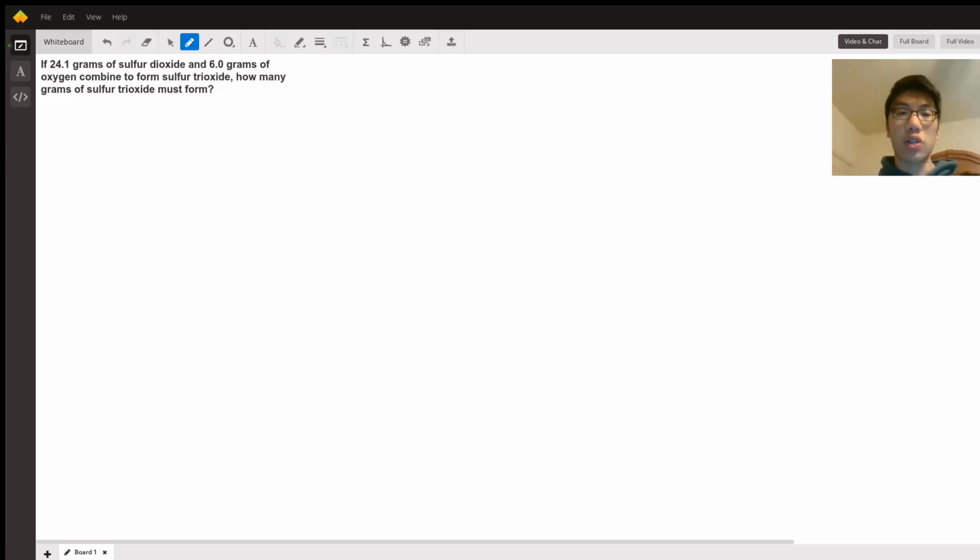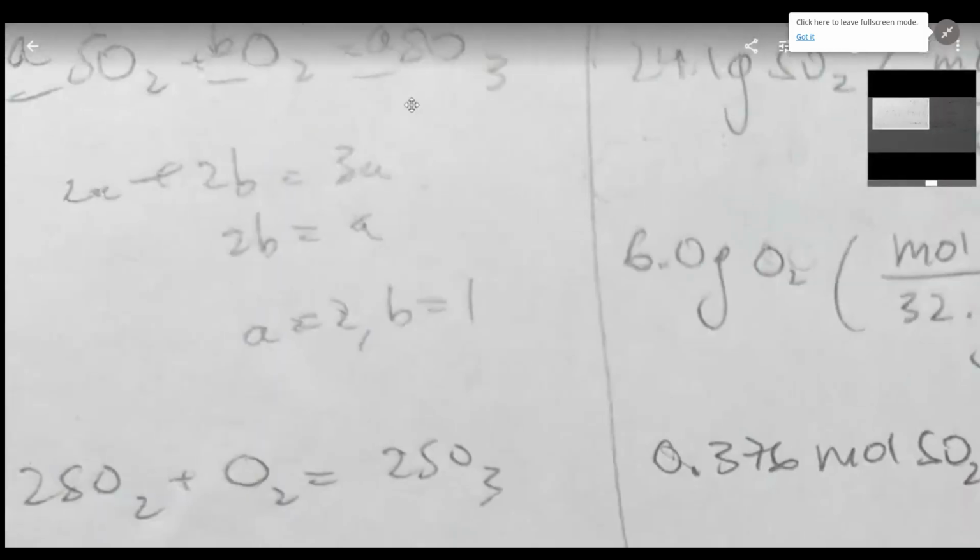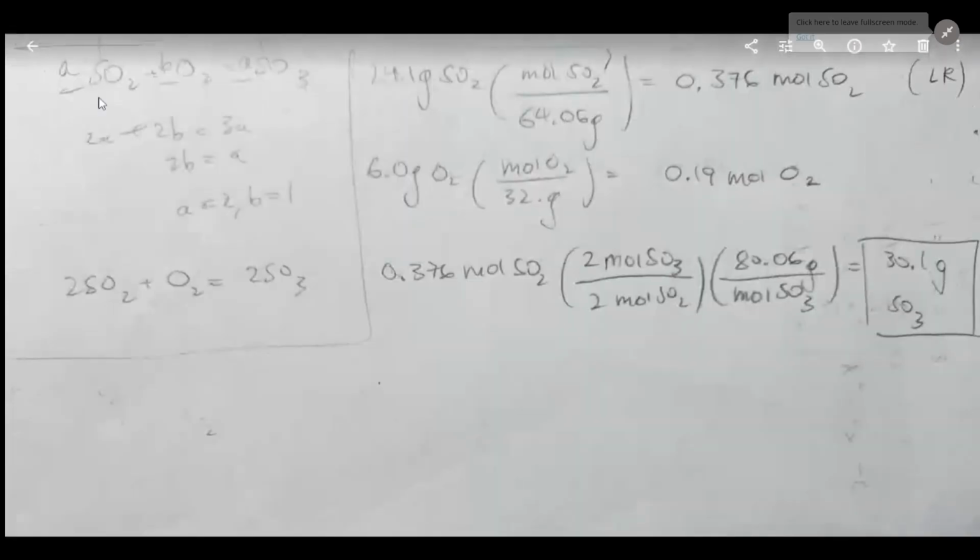This type of question is called stoichiometry, and the first step you want to do before anything else for these types of questions is to find the chemical equation. I'm going to share my screen, and I'll show you what I got. Using this handy trick I use for balancing chemical equations, I get 2SO2 plus O2 equals 2SO3. And that's going to be your chemical equation for this problem.